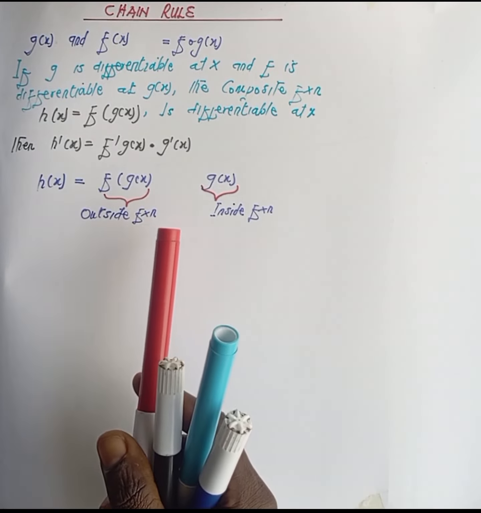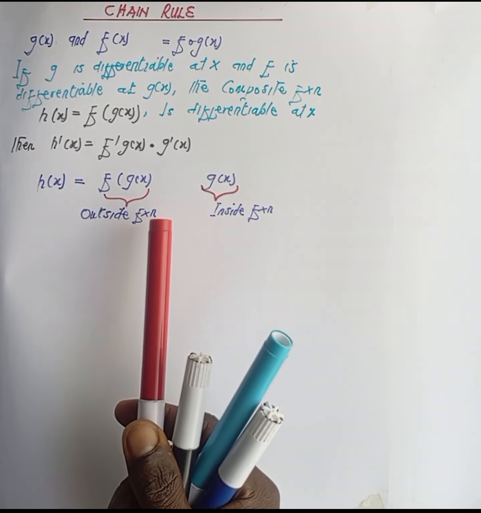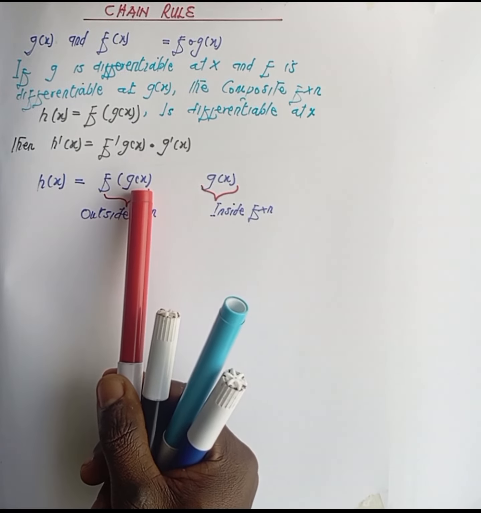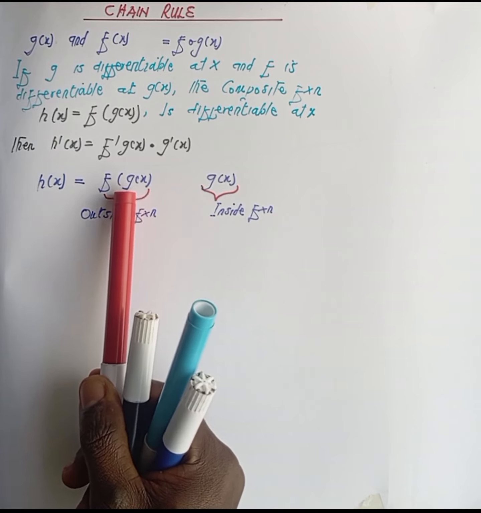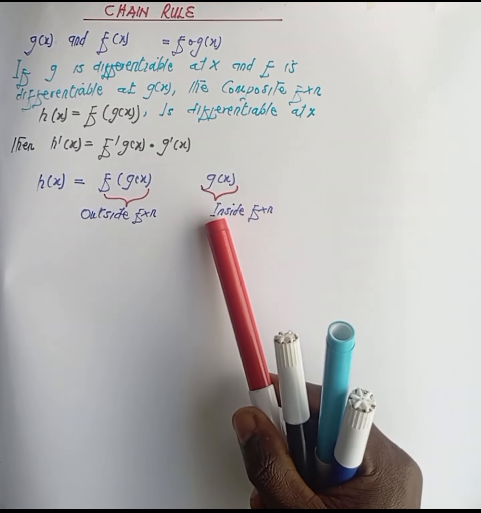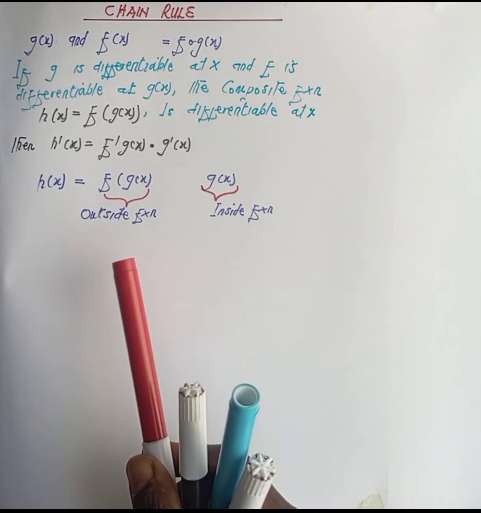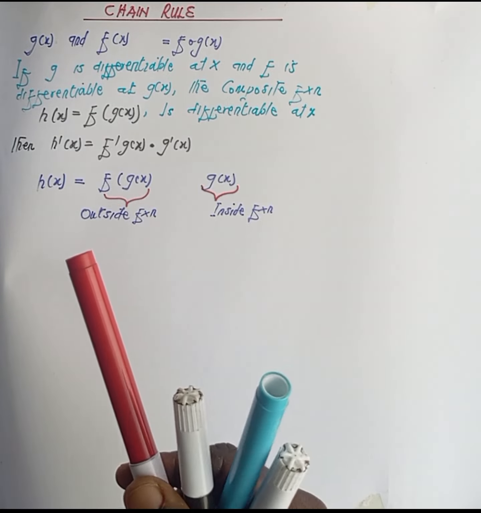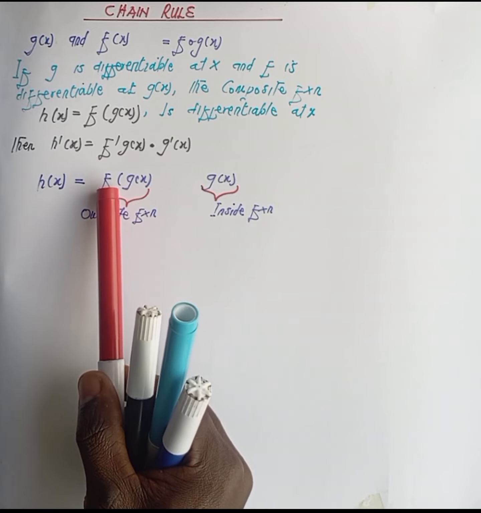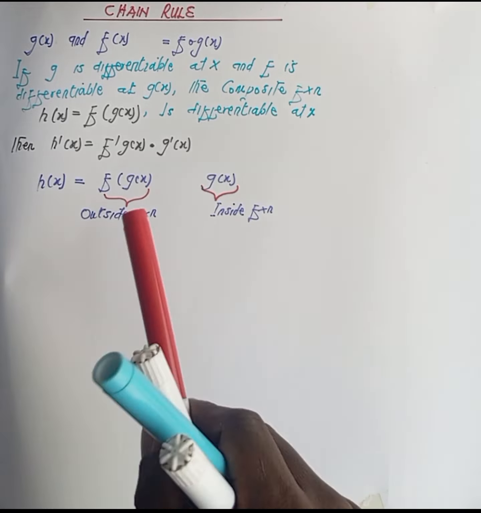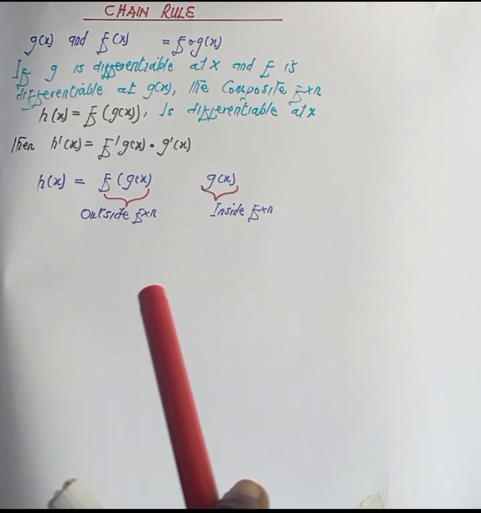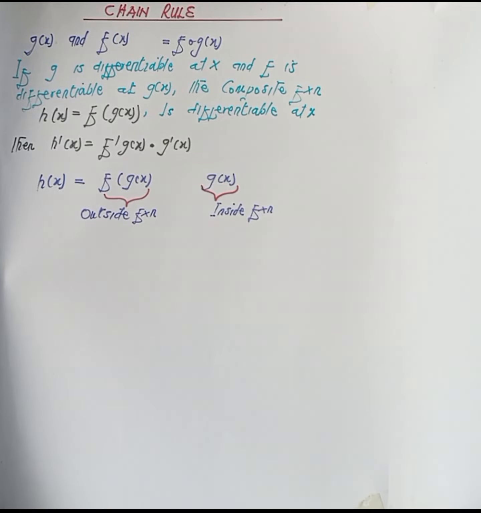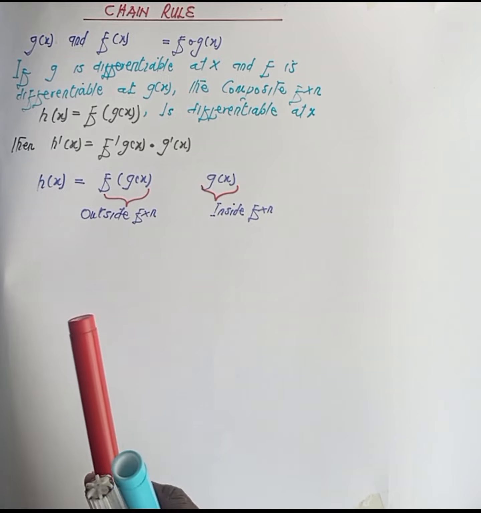To understand the chain rule very well, we first have to identify our inside function and our outside function. Looking at this composite function, our inside function is g of x, which is written here, and the whole of this becomes our outside function. What we do next is differentiate the outside function, f of g of x, leaving the inside function alone, and then multiply it by the derivative of the inside function, which is g prime of x. That is what the chain rule is saying.